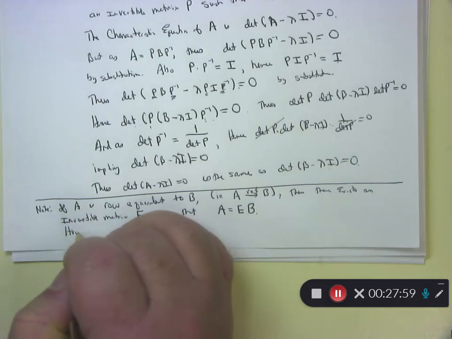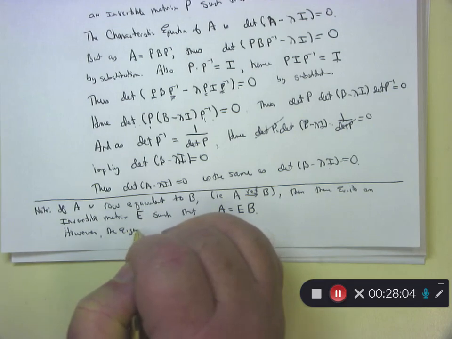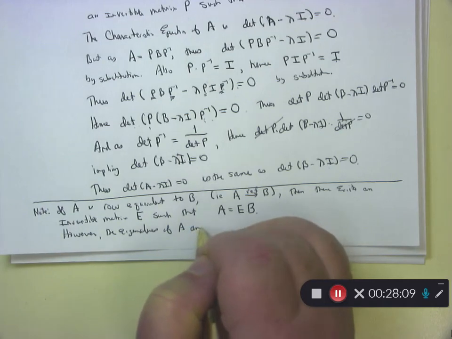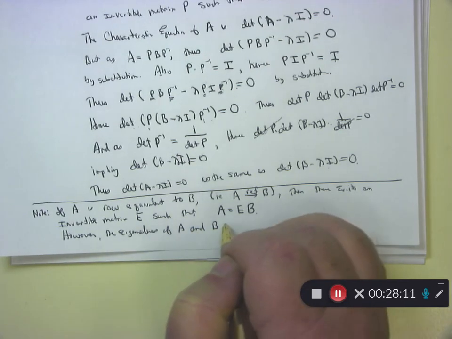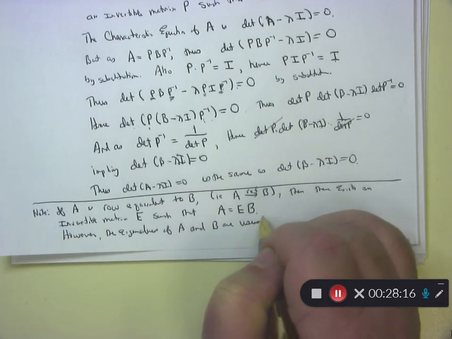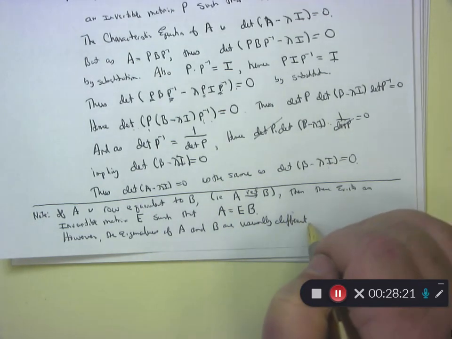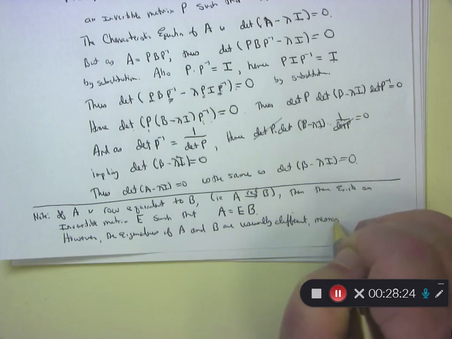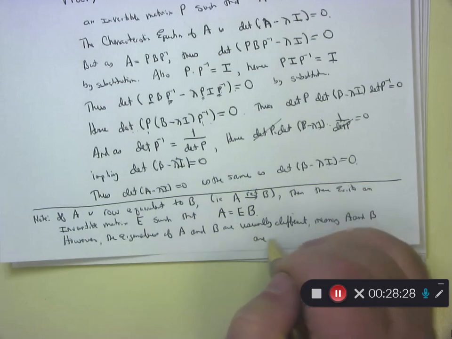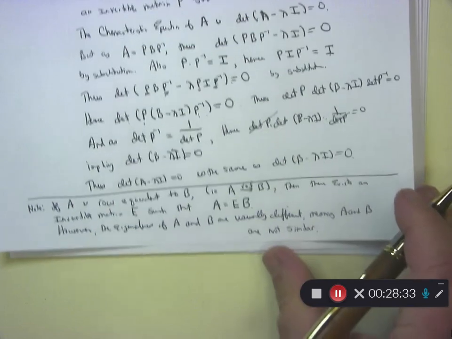However, eigenvalues of A and B are usually different, meaning A and B are not similar. All right.